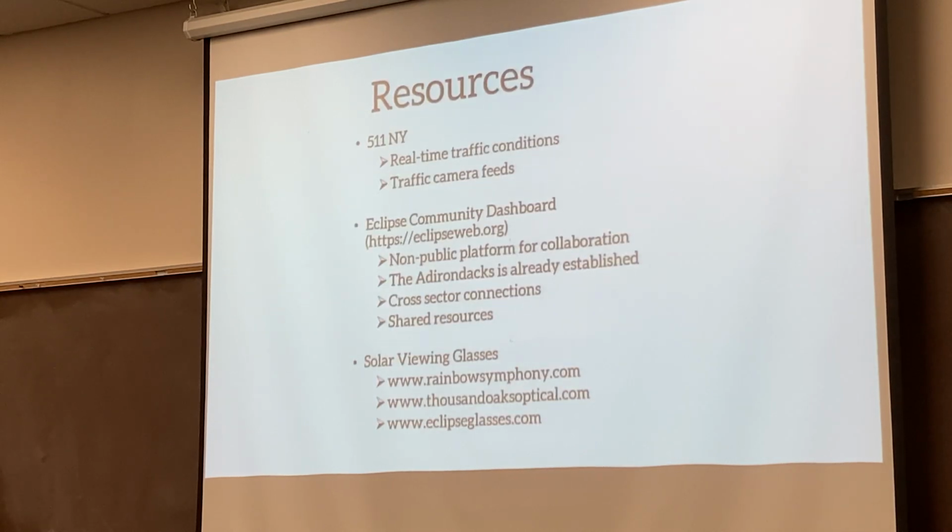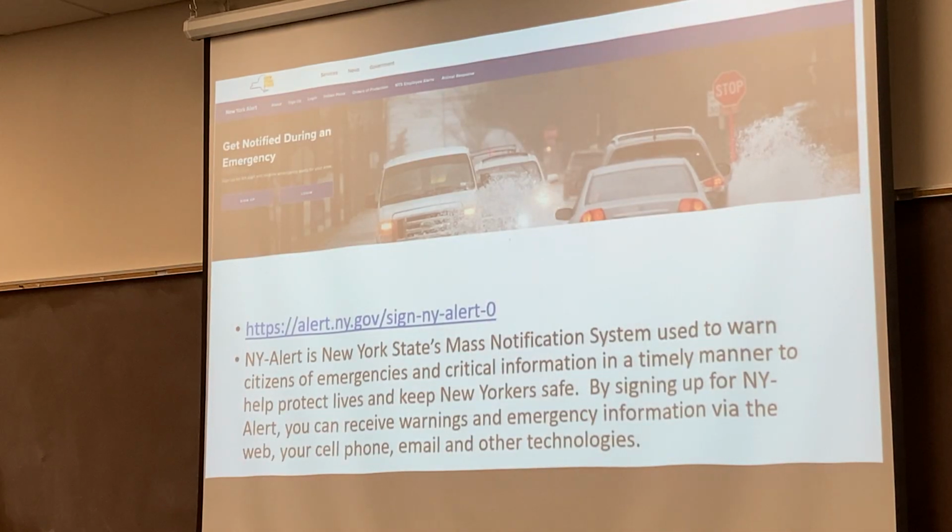There's a ton of resources. 511 New York is a real-time traffic app. Looks just like Google Maps. If you go onto Google and just start Googling 2024 Eclipse, you can go down so many rabbit holes, as I have done, and get a ton of information. There is no lack of information out there. A great source for information, not just for this event, but for everyday living in New York.